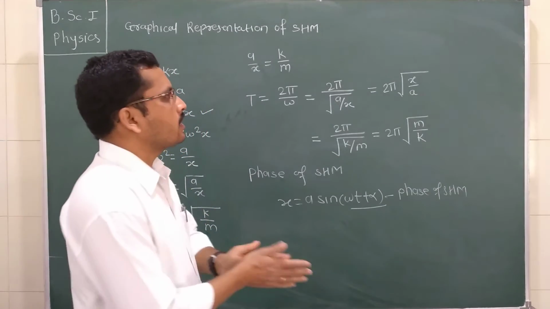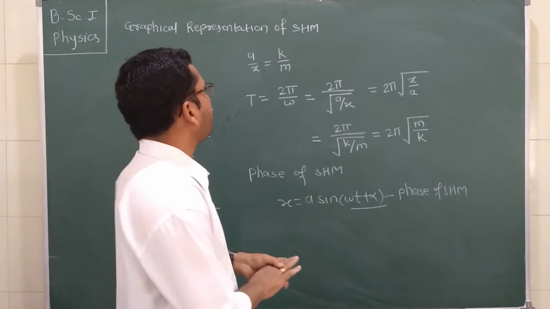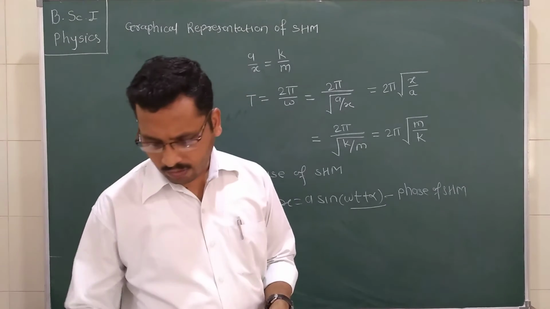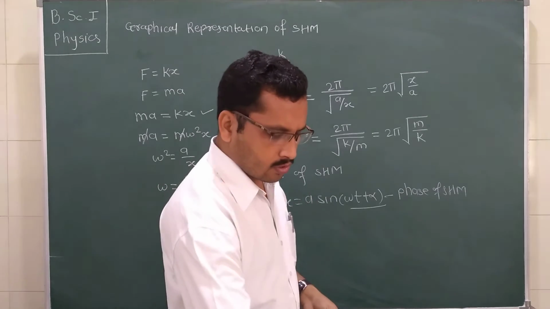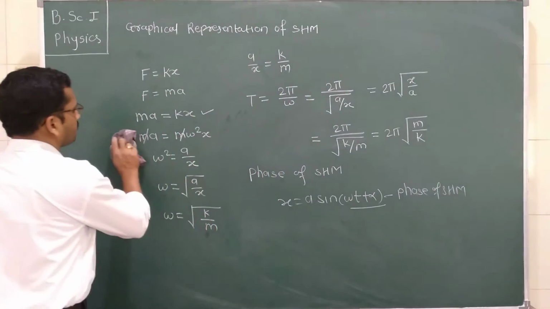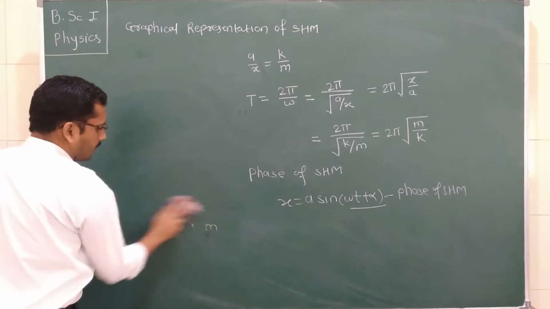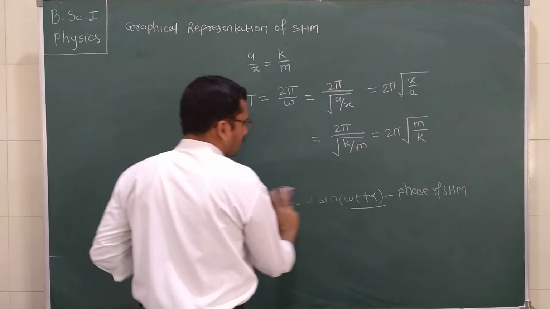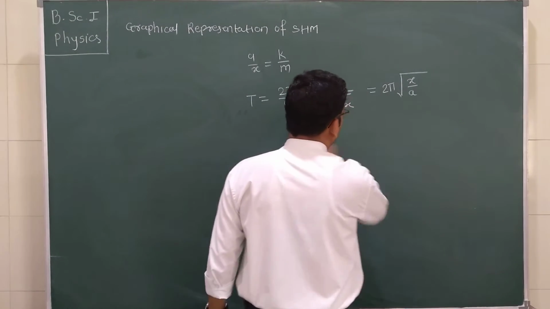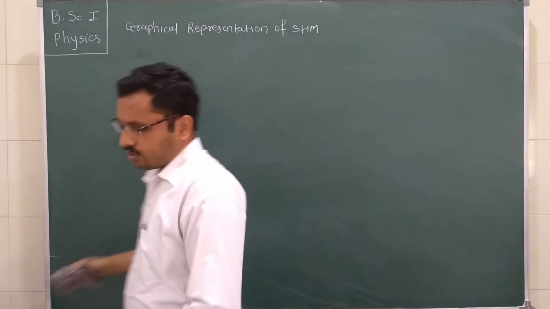So this is the about time period and phase. Now we are moving towards the graphical representation of simple harmonic motion. While studying the graphical representation, we divide it into two parts. First part is for the particle which is starting from the mean position, and second one is for a particle which is starting from the extreme position.